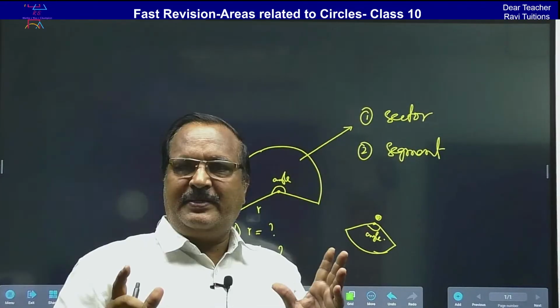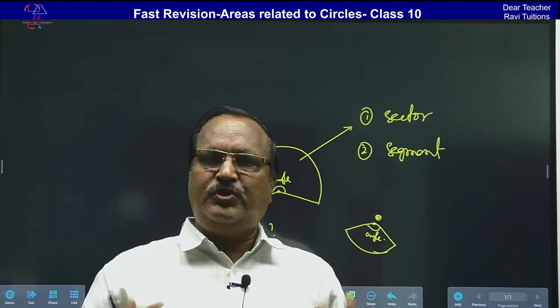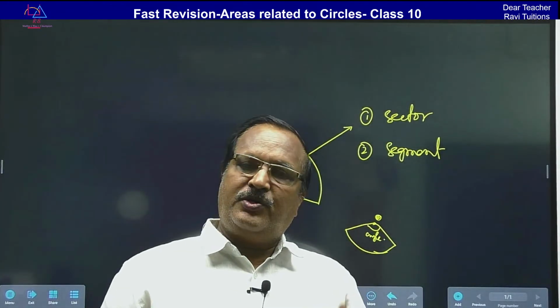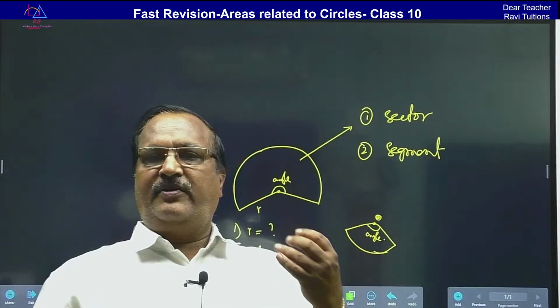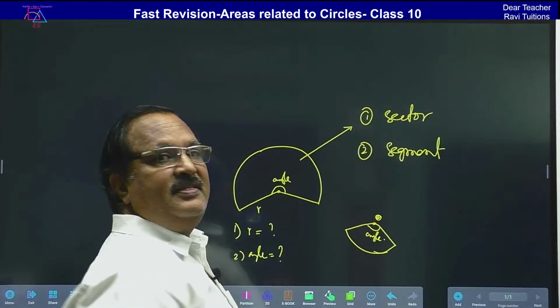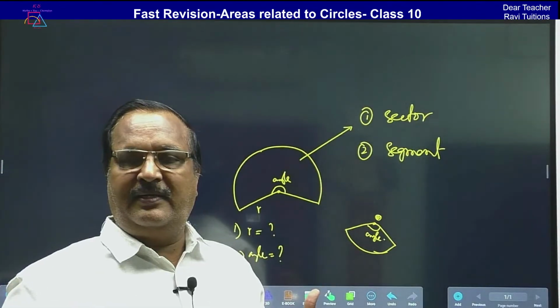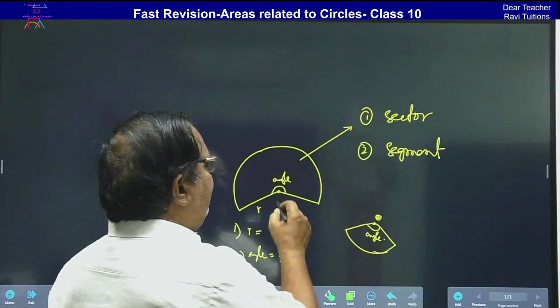For a sector you need two things. If you want to find the area of the sector, or the length of the arc of the sector, you need the radius and the angle. The angle will be inside.